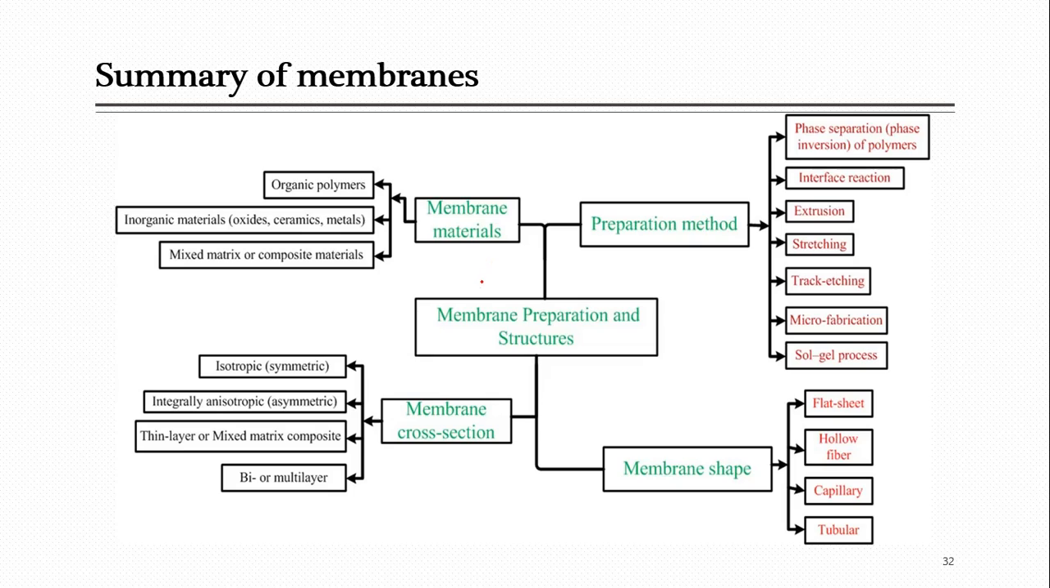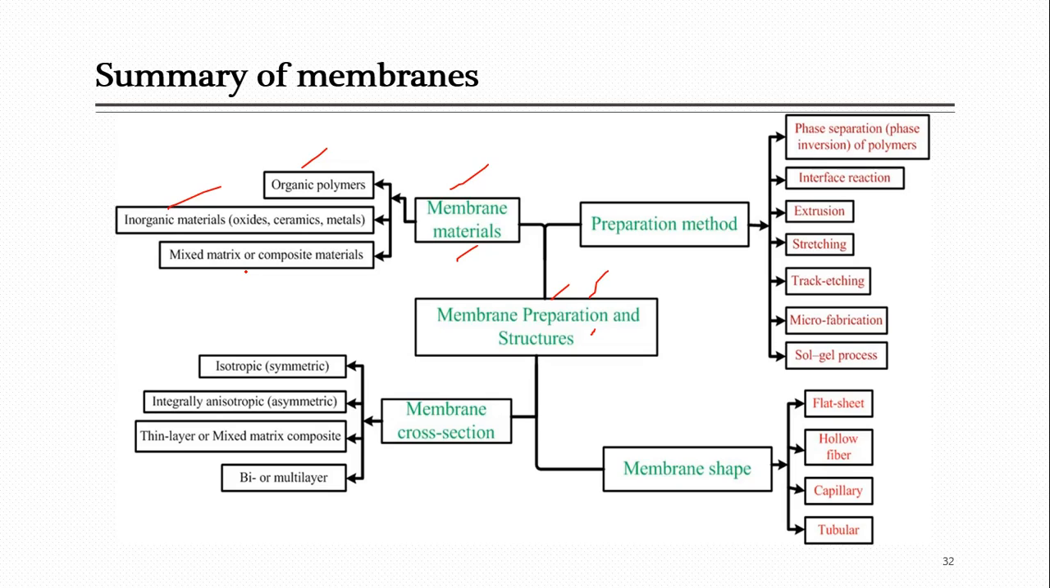Overall, let me summarize these membranes: their material, preparation, structure, and synthesis. You can start from membrane material. As I told you yesterday, they can be separated into two: organic polymeric membranes and inorganic material membranes. The inorganic ones are usually oxides, because you remember there was aluminum oxide, silica, zirconia and such. They are ceramics and metals. And then there are mixed matrix or composite membranes. Composite means formed of more than one component.